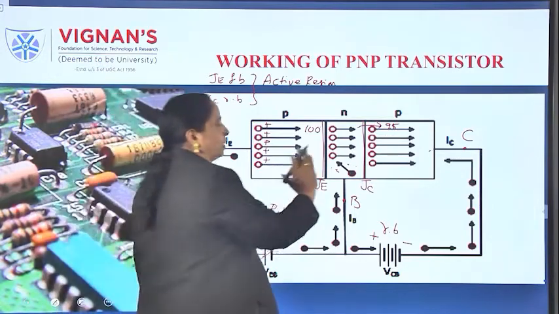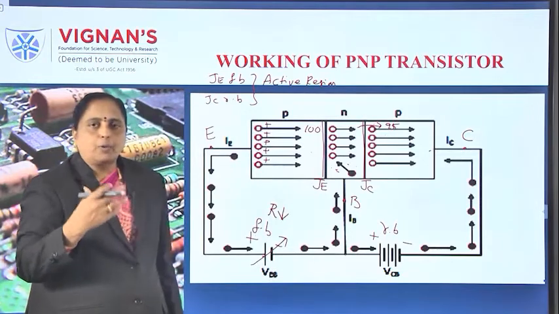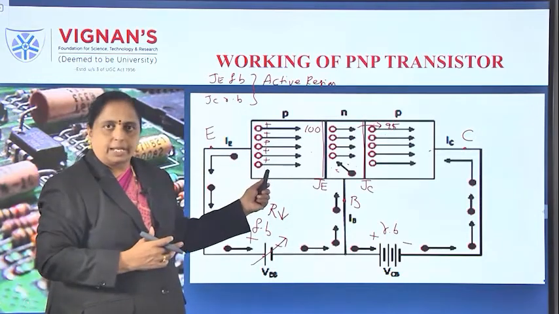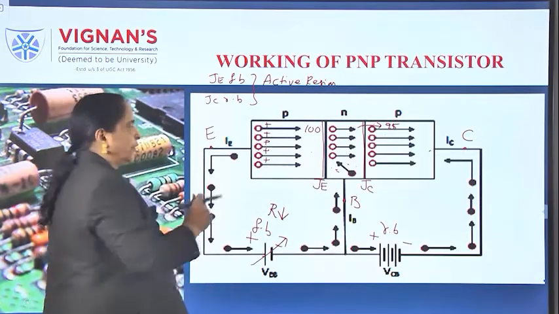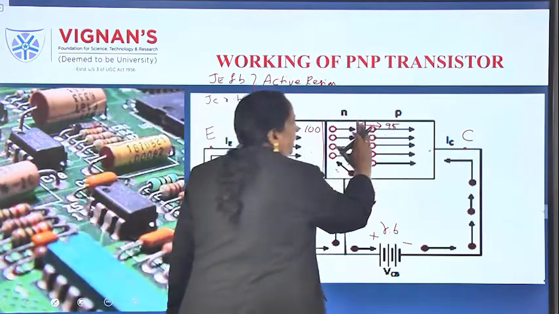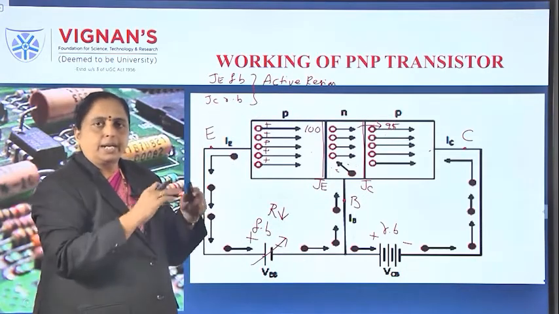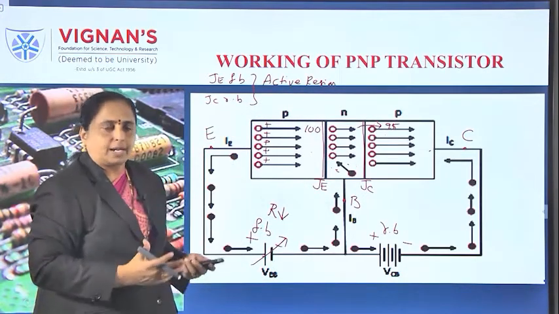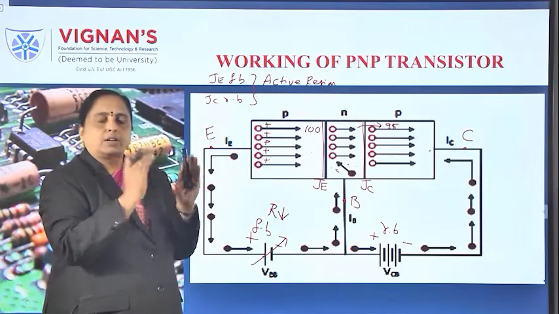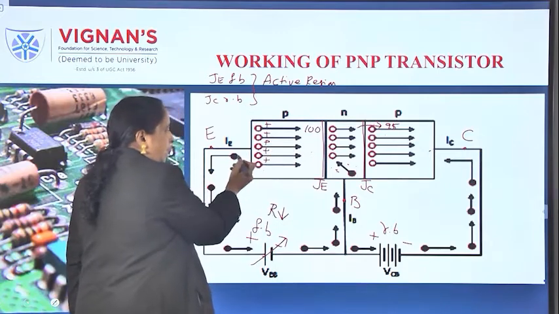Therefore, the moment holes try to cross this barrier, an equal number of covalent bonds will break within this P material. Therefore, holes and electrons will be released. Suppose 98 holes try to cross the material, immediately 98 covalent bonds will break, and an equal number of holes and electrons will be created. So the holes will stay here, then electrons will come out.